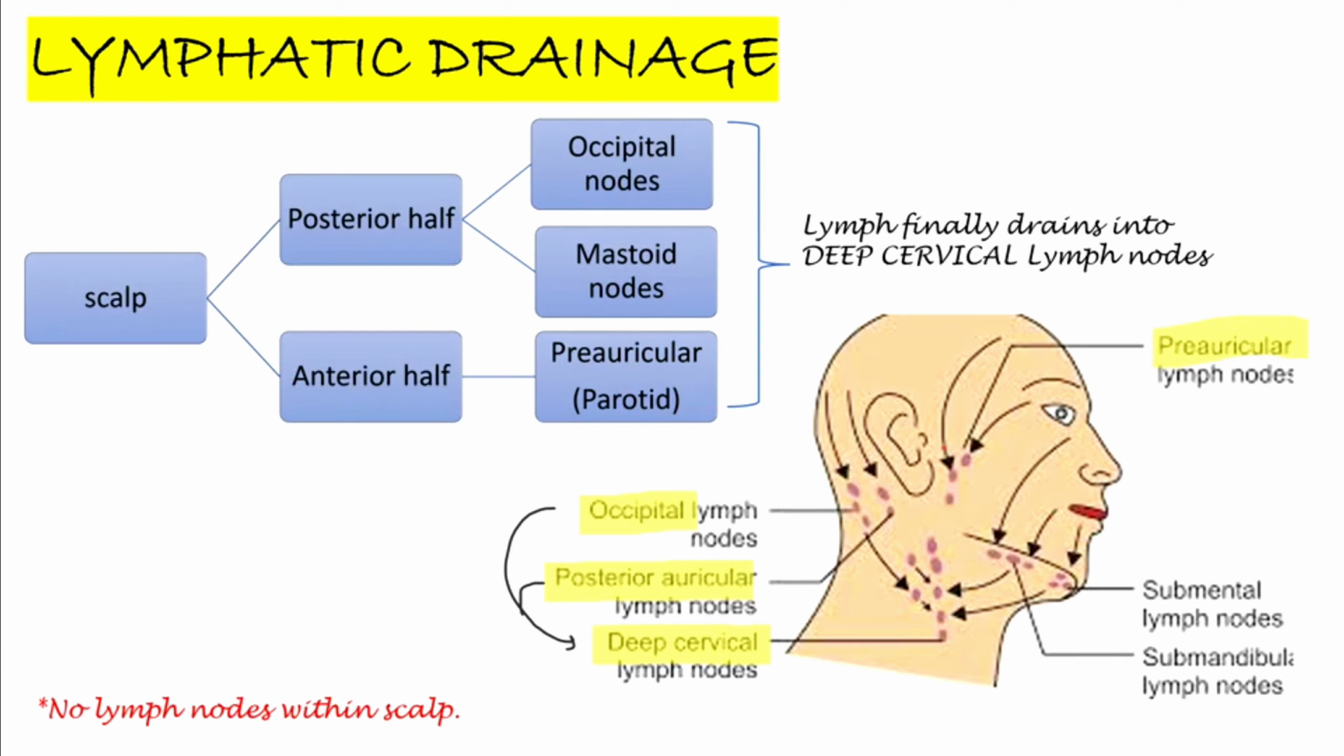These are the preauricular lymph nodes. You can follow my cursor. The scalp on the anterior half drains into these nodes. The scalp on the posterior half drains into occipital nodes, mastoid, and posterior auricular lymph nodes. All these lymph nodes drain into deep cervical lymph nodes.